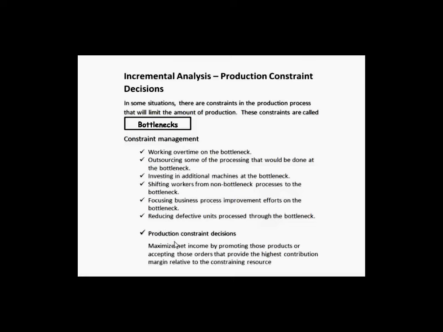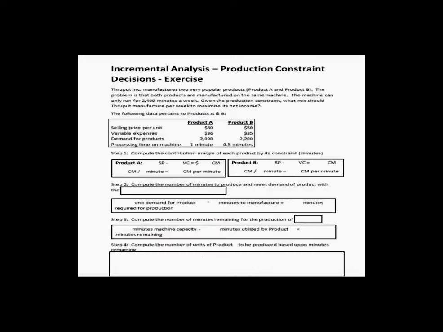So we go through what we call the production constraint decision, where we maximize net income by promoting products or accepting orders that provide the highest contribution margin relative to the constraining resource. Now, I know that sounds kind of like, what does that mean? Let's go to the next slide and see how this production constraint decision process actually works.